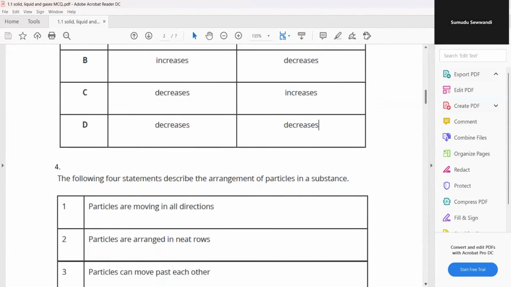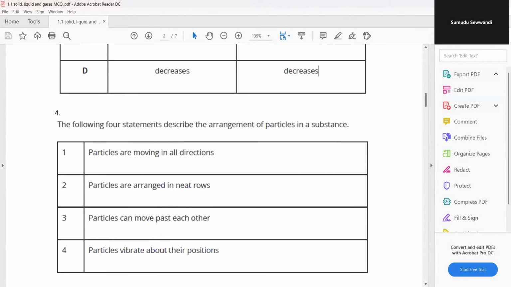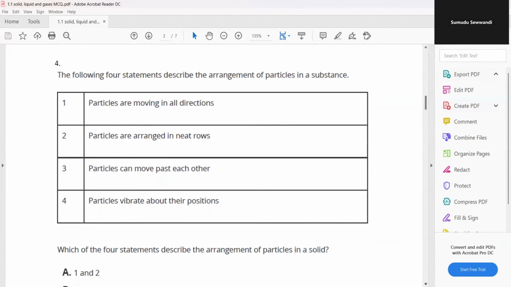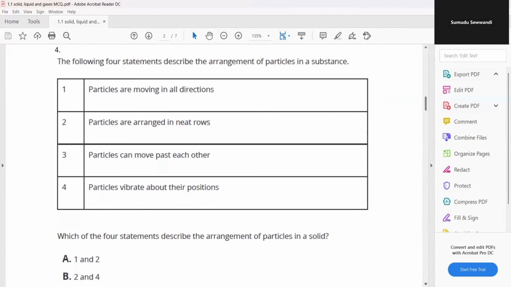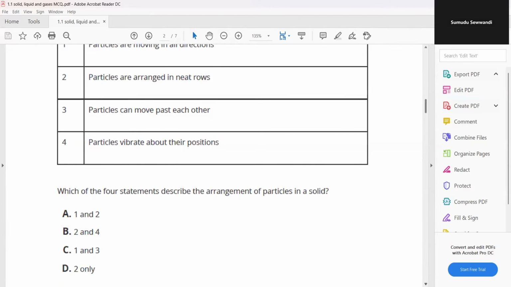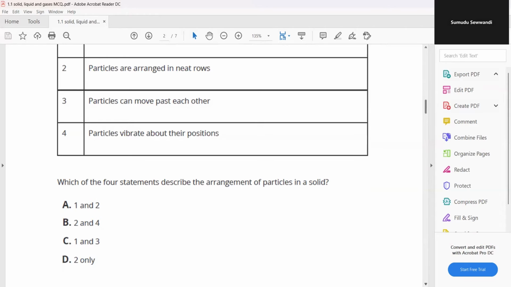Question number 4. The following 4 statements describe the arrangement of particles in a substance. 1. Particles are moving in all directions. 2. Particles are arranged in neat rows. 3. Particles can move past each other. 4. Particles vibrate about their positions. Which of the 4 statements describe the arrangement of particles in a solid?